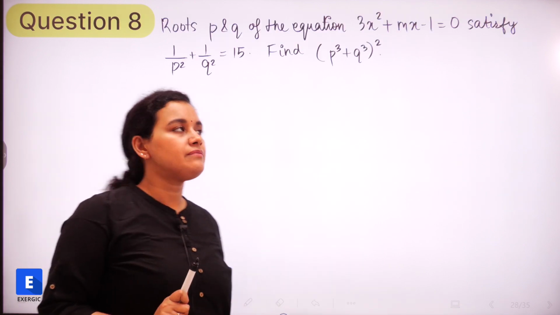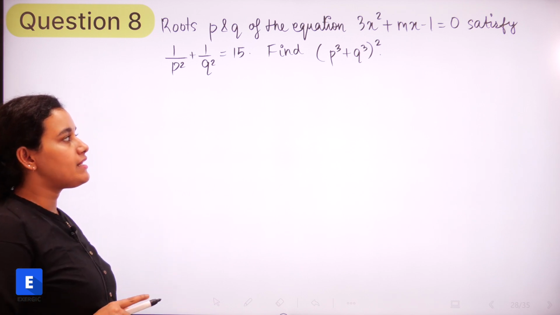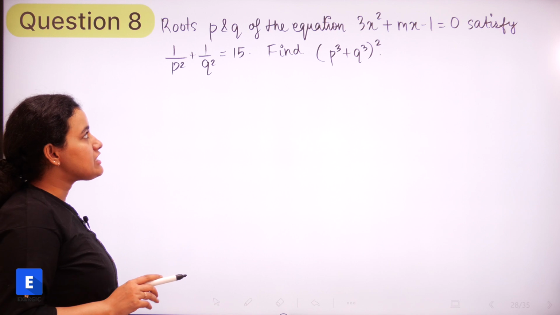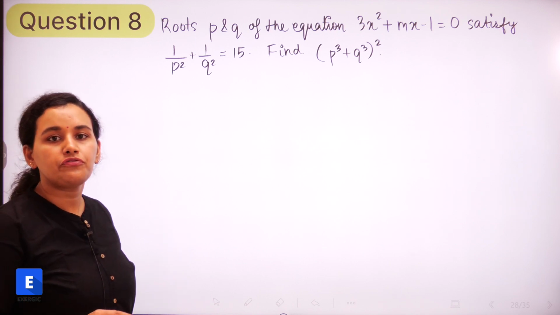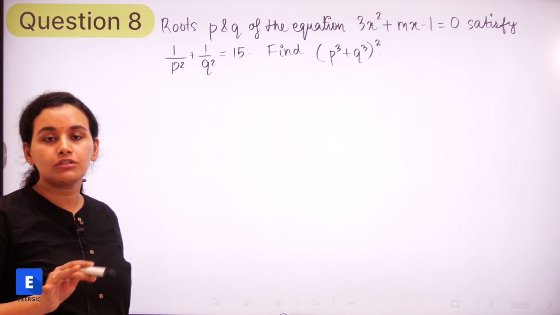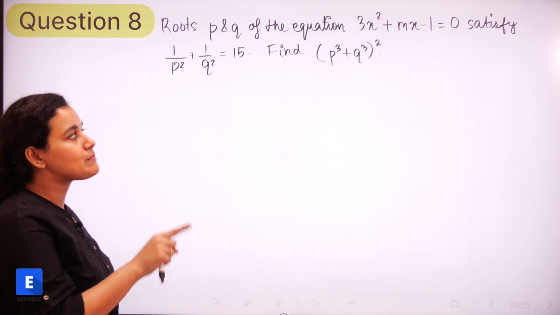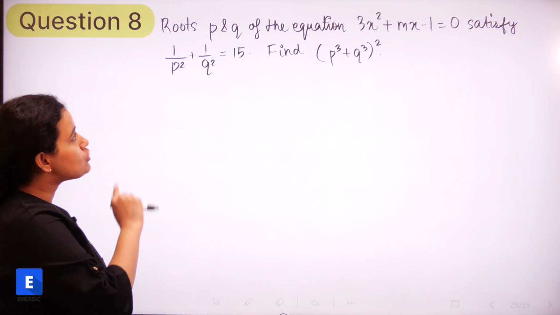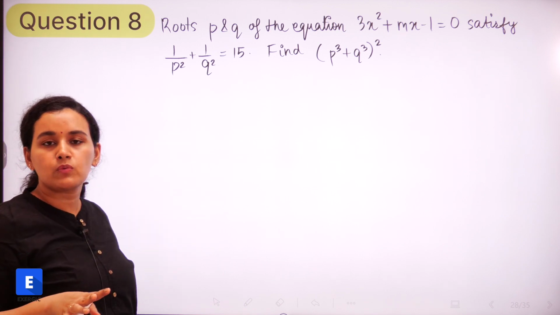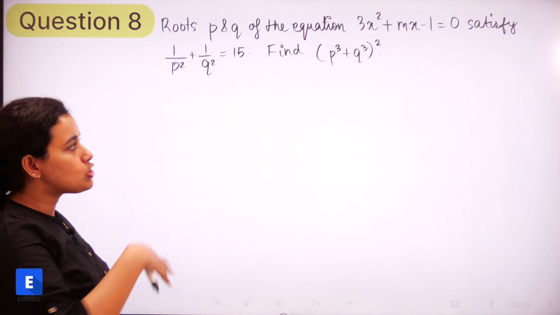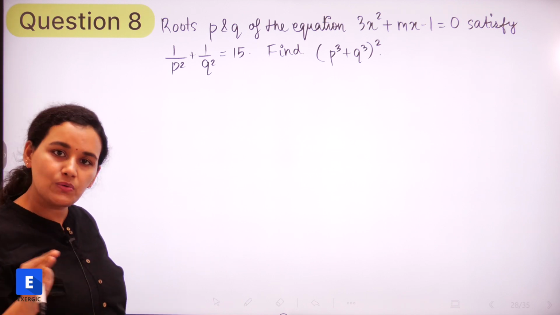So the next question: roots p and q of the equation 3x square plus mx minus 1 is equal to 0 satisfy 1 upon p square plus 1 upon q square is equal to 15. So find out p cube plus q cube whole square. So we have an equation given to us, 3x square plus mx minus 1 is equal to 0. Roots of the equation are p and q, which are satisfying this expression 1 upon p square plus 1 upon q square is equal to 15. So we want to find out p cube plus q cube whole square, right?